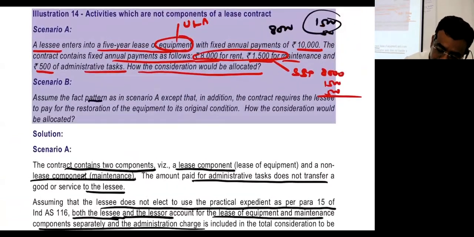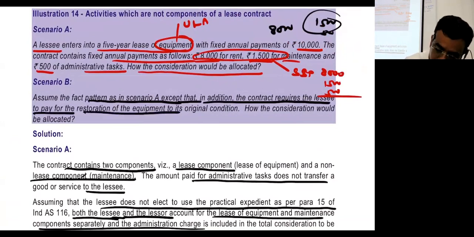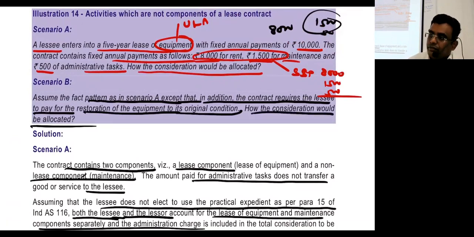Assuming the fact pattern in scenario A, except that in addition the contract requires the lessee to pay restoration of equipment to its original condition, how would consideration be allocated? Very good. Assume the fact pattern as in scenario A, except that in addition the contract requires the lessee to pay restoration cost.